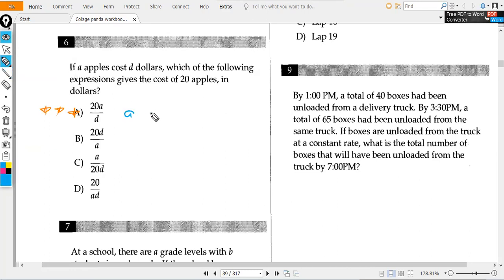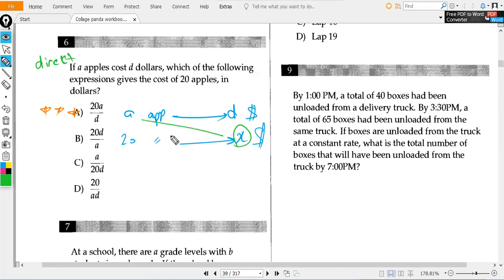If A apples cost $D, which of the following expressions gives the cost of 20 apples in dollars? We look for the cost, the dollars. So we need to find X. And we know that when the number of apples increases, also the number of dollars will increase. So we talk about direct variation, so we can cross multiply both sides.